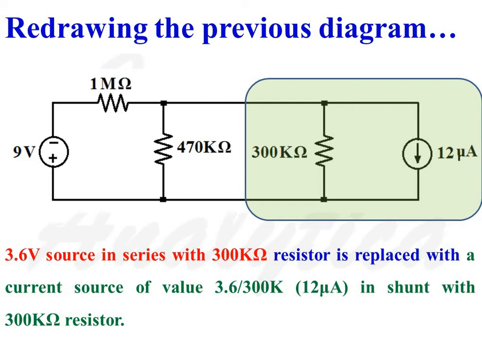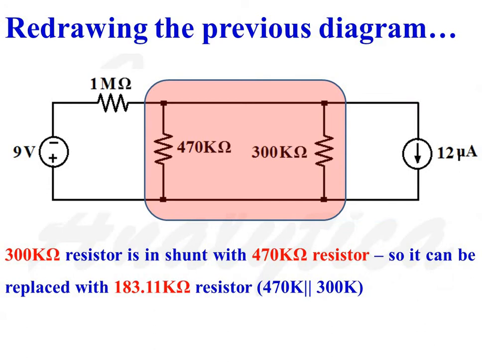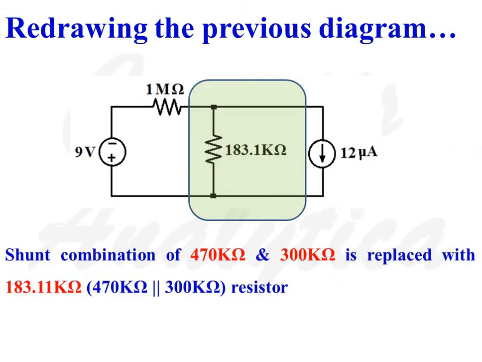Now in this circuit, 300 kilo ohms resistance and 470 kilo ohms resistance are in shunt. So replacing this shunt combination with a single resistance of value 183.11 kilo ohms, we can redraw the circuit like this. So now the 12 microampere current source is in shunt with 183.11 kilo ohms resistance. Let us replace this shunt combination with a voltage source in series with 183.11 kilo ohms.